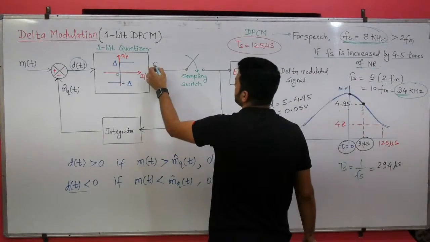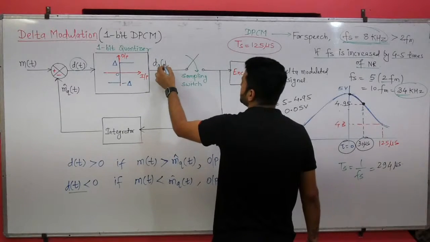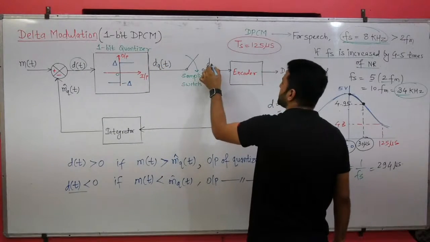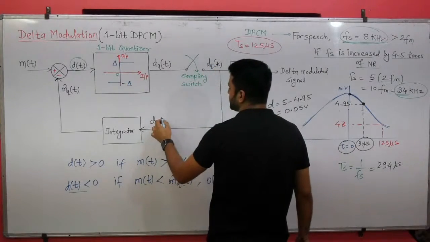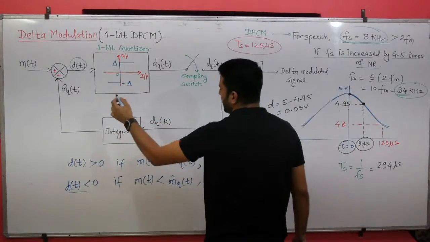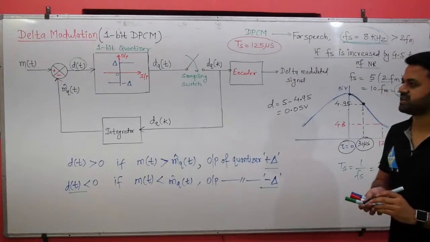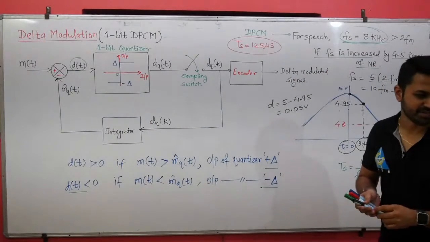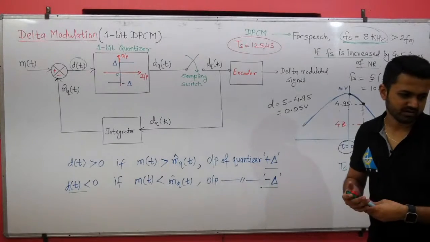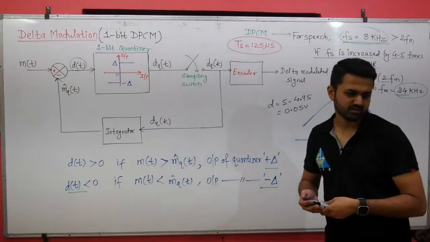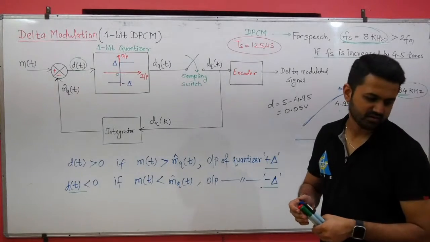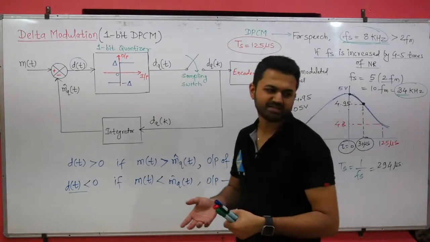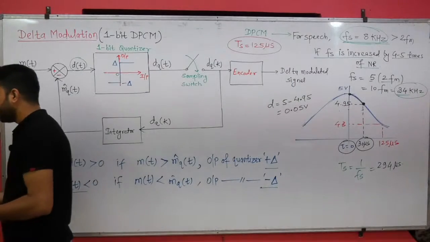So here you will get the quantized signal dq(t), and after sampling you will get dq(k). This dq(k) will go into the input of the integrator, and after integrating it you will compare it with the m(t). And reduce, how the bandwidth will increase.